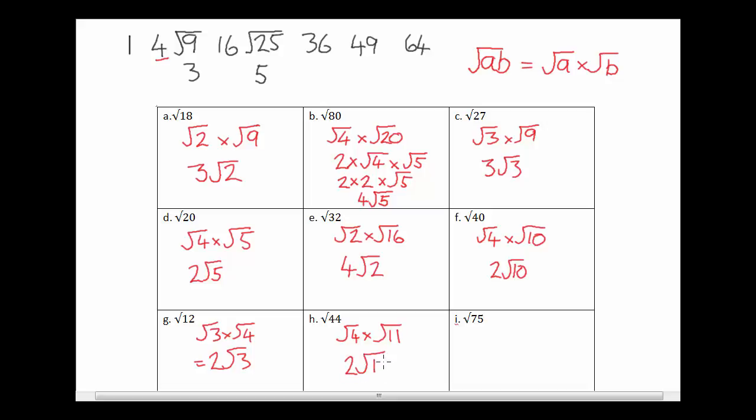And last but not least, what times what equals 75? If we look up here, well, 3 times 25 is 75, so that's root 3 times root 25. Now we know that if we take root 25, that's actually 5, so that then goes down to 5 root 3, and that's a very quick wee summary of some surds.